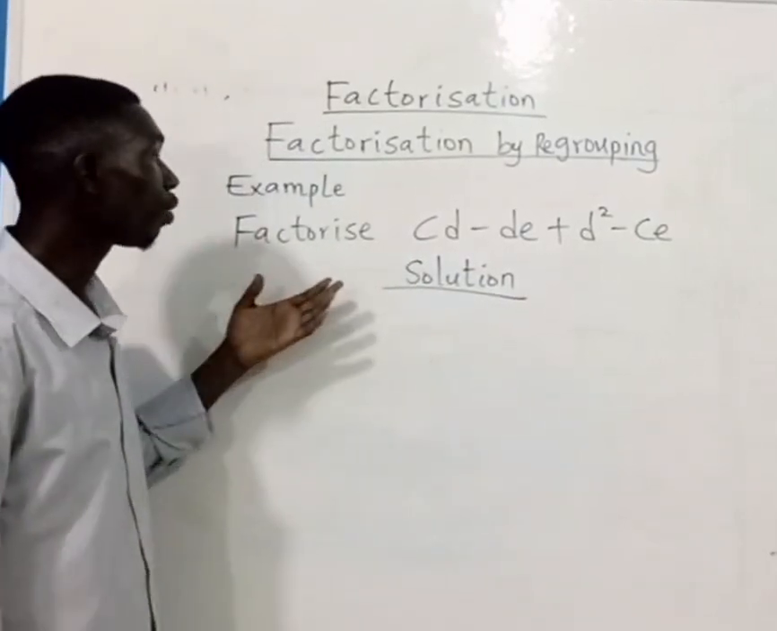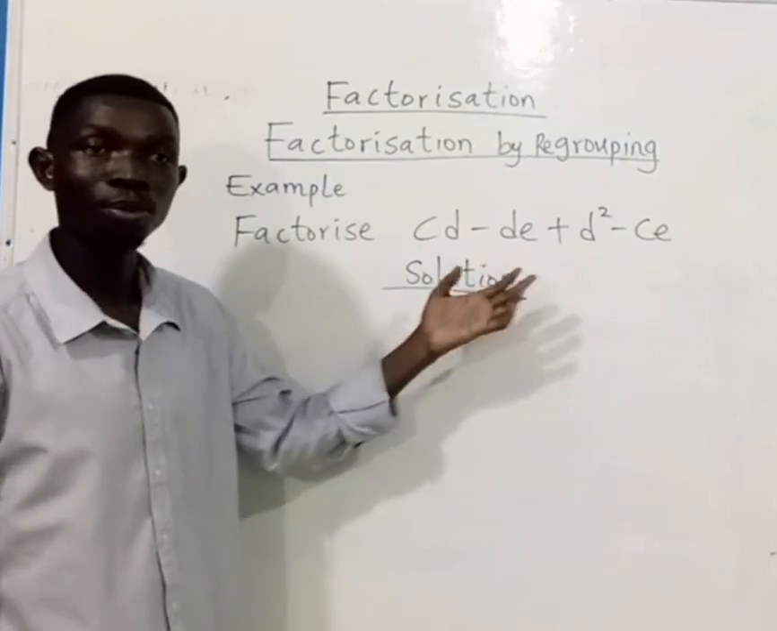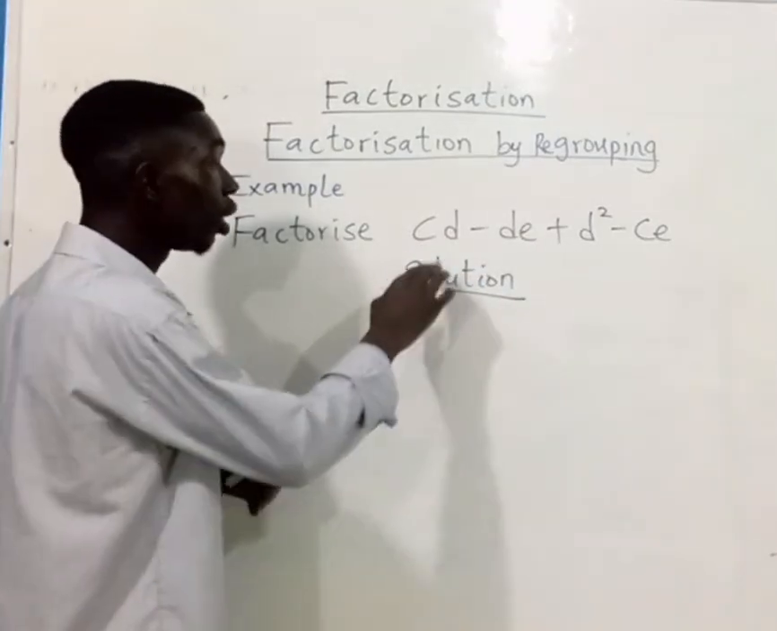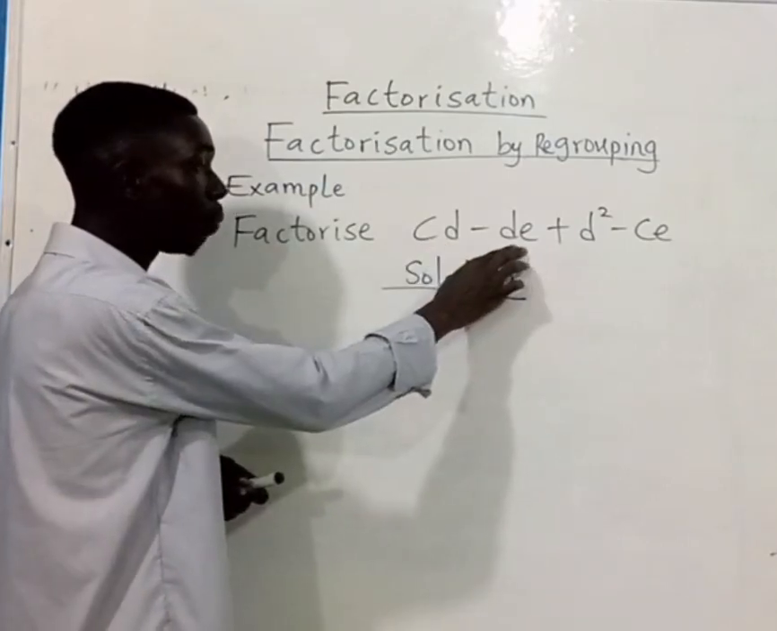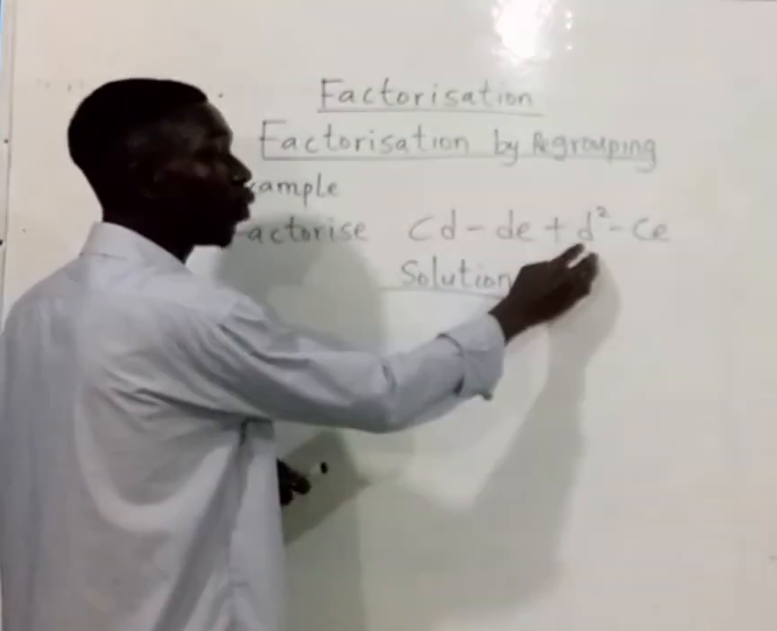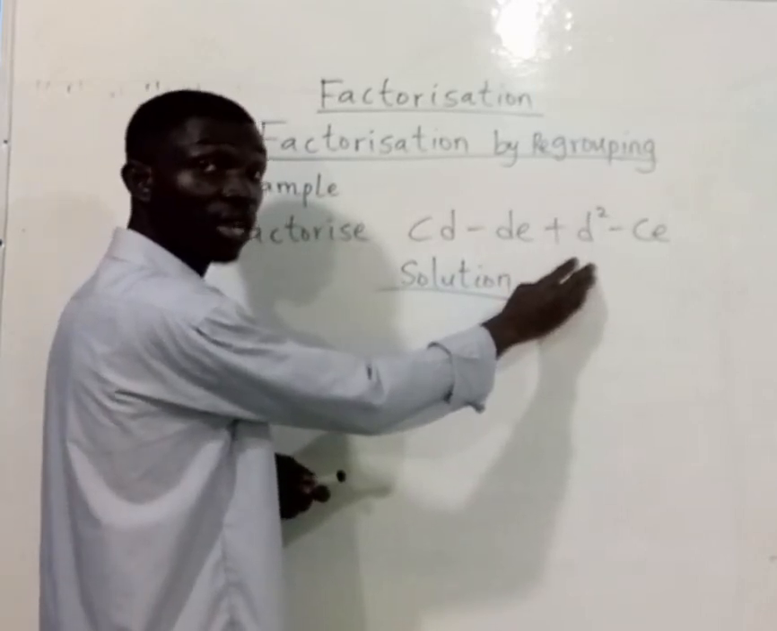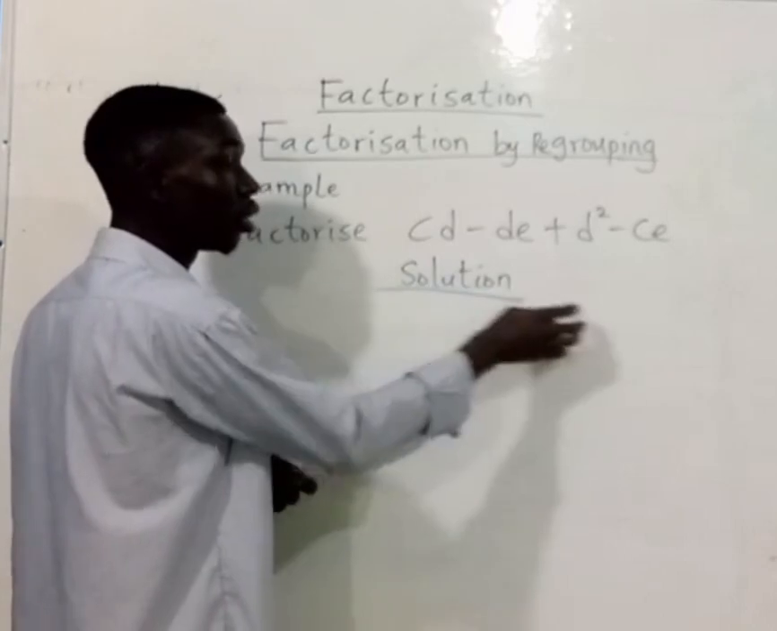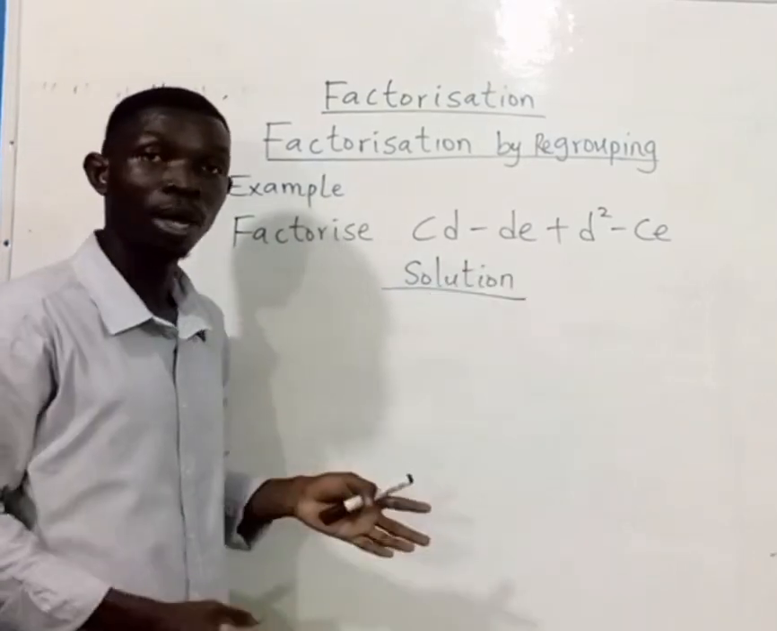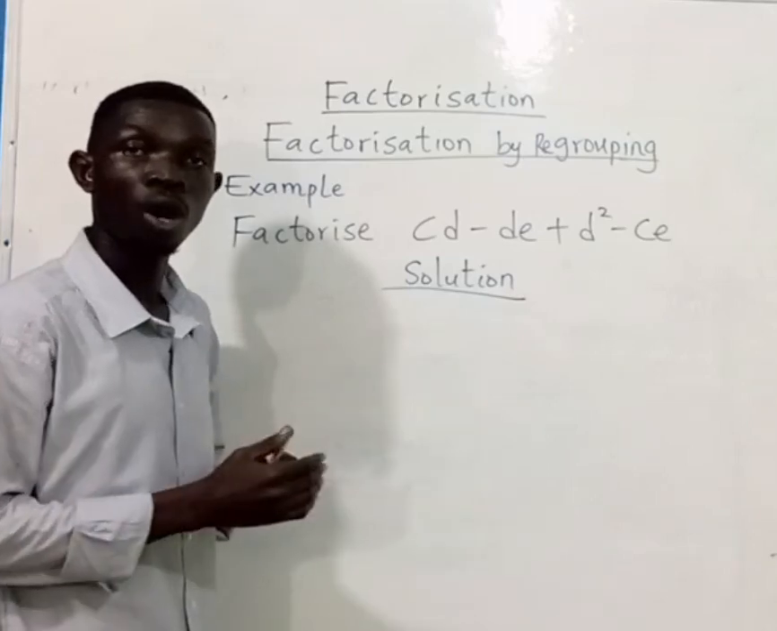Looking at the example we have on the board, factorize CD minus DE plus D squared minus CE. Let's look at it by expression. If you look at these two terms, remember you group in twos. When you look at these two terms, you discover they have D in common. They are the HCF, and then when you look at these two terms, you discover that they have one as their HCF, which will leave our factors in the two brackets different. And so to successfully solve this kind of problem, we try to regroup them to help us work effectively.